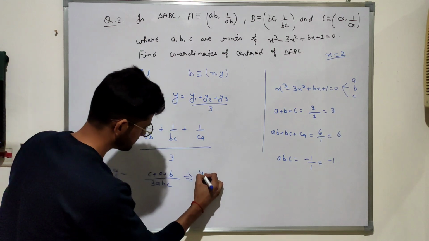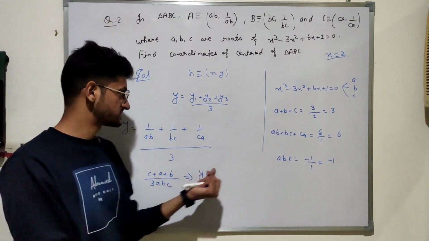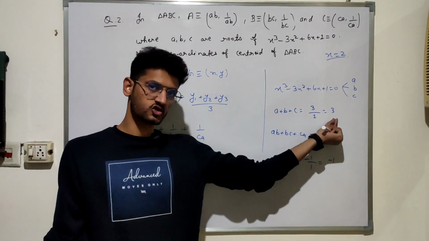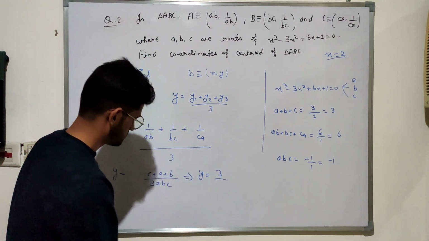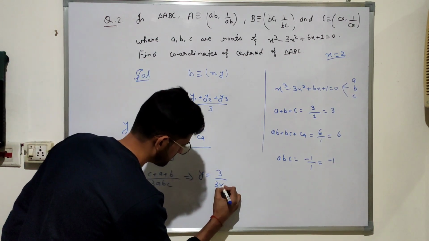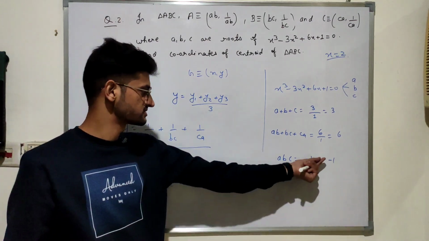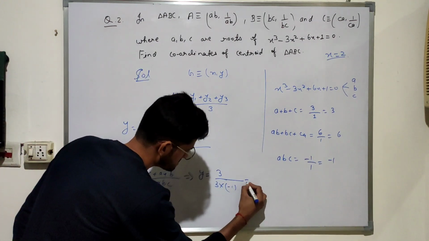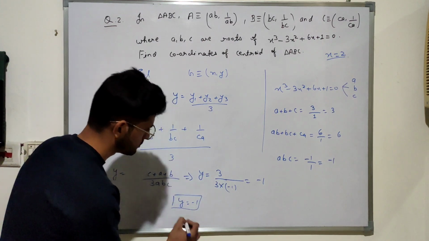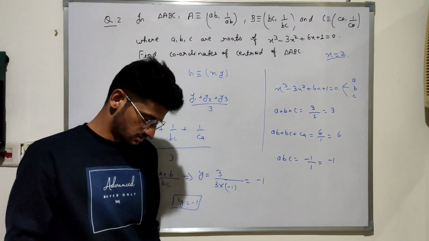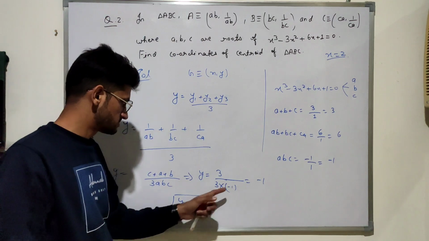So after more simplification, we can write y equals A plus B plus C. We know the value of A plus B plus C, it is going to be plus 3. So here it is going to be plus 3 upon 3 times ABC, and the value of ABC is minus 1. So basically it is going to be minus 1. So the y coordinate is going to be minus 1 because 3 will get cancelled. So y is equal to minus 1.